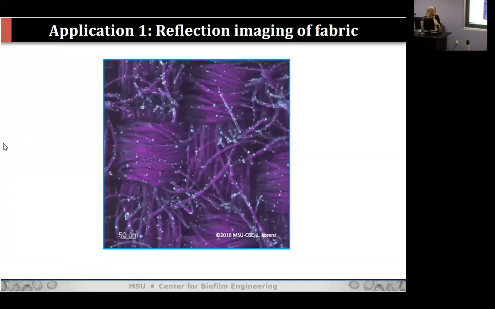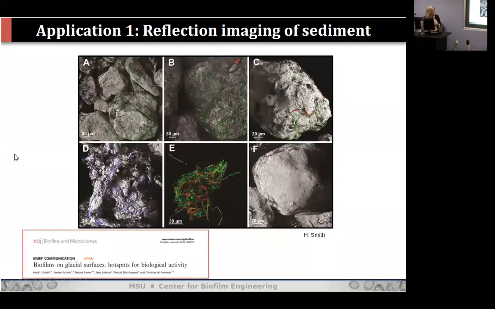And here's my favorite example. My colleague Heidi Smith used this technique in her PhD work to demonstrate a relationship between Antarctic sediment and attached microorganisms. So these look like SEMs, but they're not. They're confocal reflection images of sediment surfaces.